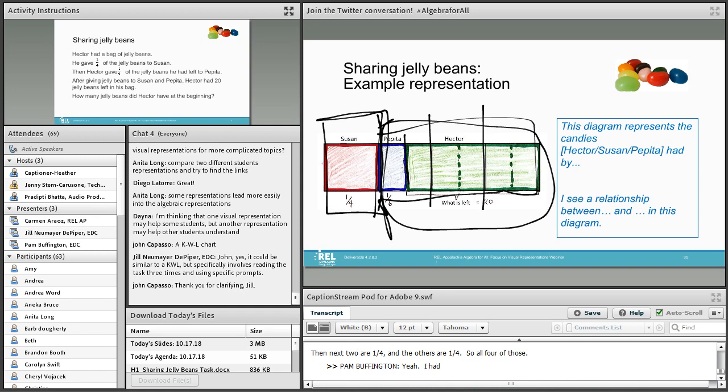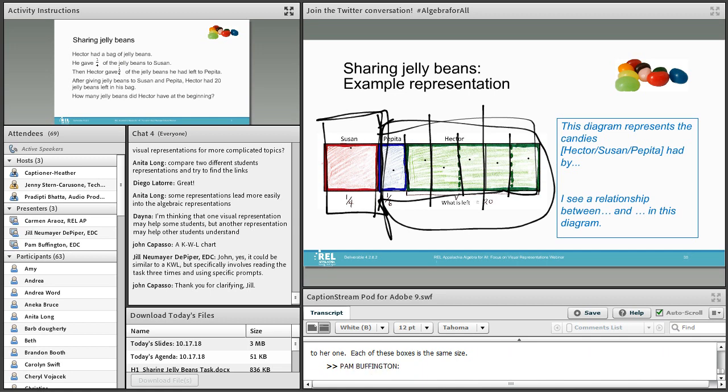Mm-hmm. So we had to take what happened here next, and I had to break this into six, whatever Hector had before he shared any with Pepita. He had all this, the blue and the green, and then he had to break that into six and gave her the six, and then he had 20 left. What is the relationship between the amount that Hector has and the amount that Pepita has? He didn't share very well. So he has five times as many. He has 1, 2, 3, 4, 5 to her one. Each of these boxes is the same size. The green ones and the blue ones are the same.